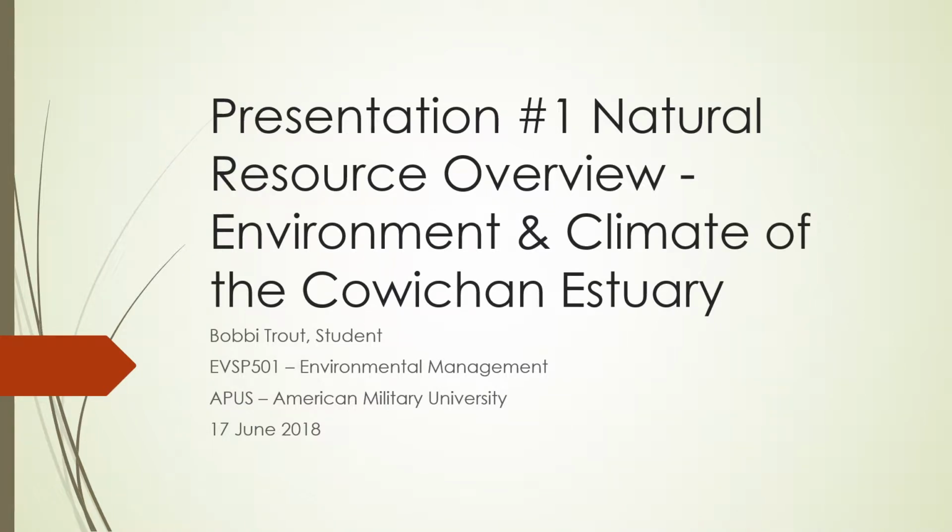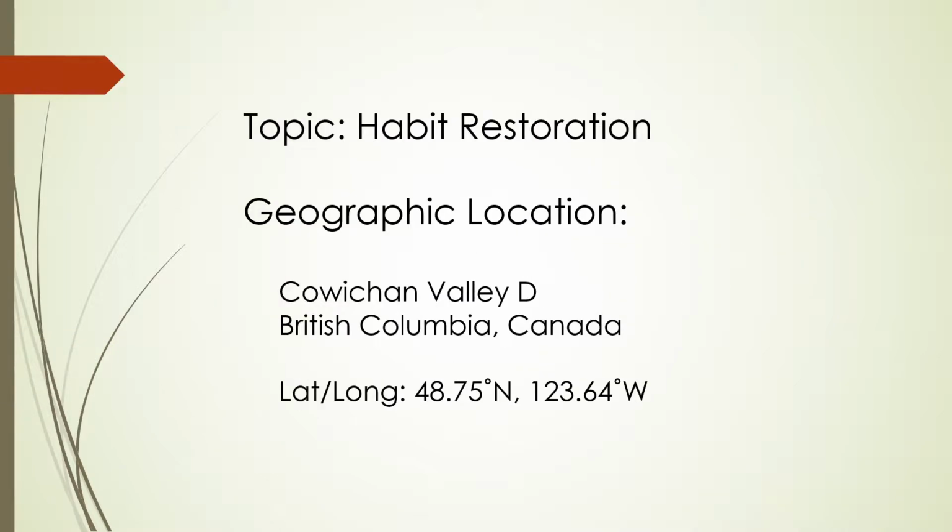Presentation number 1, Natural Resource Overview, Environment and Climate of the Cowichan Estuary by student Bobby Trout, EVSP 501, Environmental Management from APUS, American Military University, on 17 June 2018. The topic is habitat restoration. The geographic location is Cowichan Valley D in British Columbia, Canada, with a latitude of 48.75 degrees north and a longitude of 123.64 degrees west.